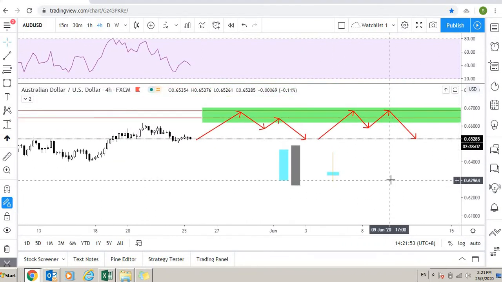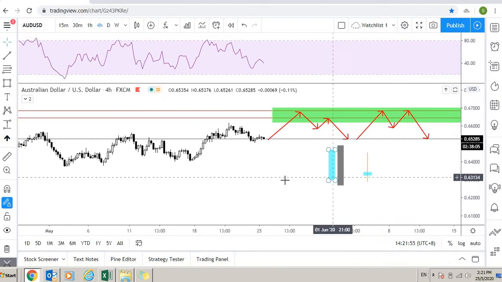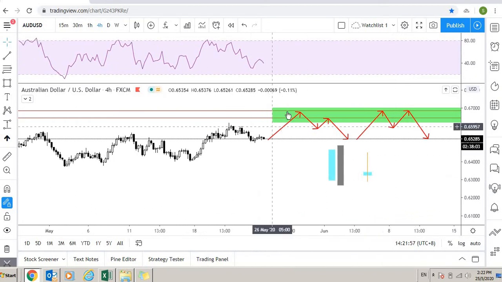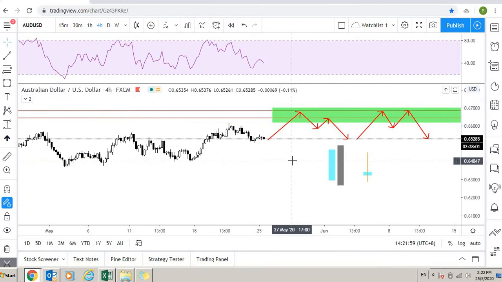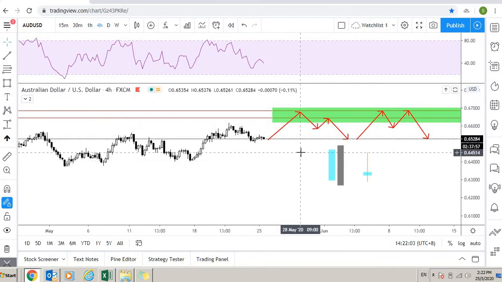So for this pair, I would say we need to wait until the price enters the resistance zone. Then only can we look for all these patterns and signals to confirm our sell trade.